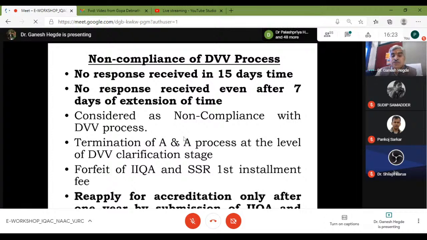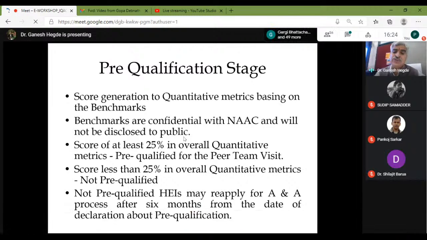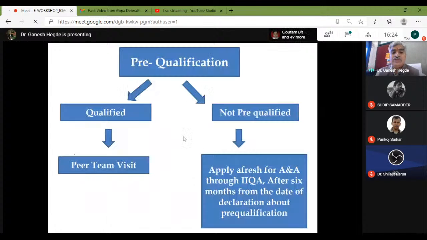Maximum, it may keep maximum from 21 days to 45 days, but the institutions are requested to reply to the NAC. Pre-qualification stage: what is the pre-qualification? As I already told you, 58 or 60 metrics are there. Out of the 58 or 60 metrics, which are quantitative in nature, they should have 25% of the score in the quantitative metrics, and only then will they be considered for the on-site visit.